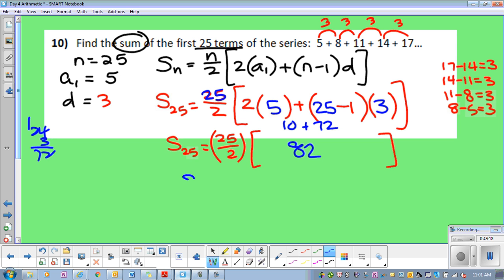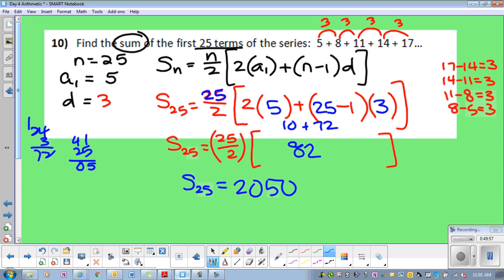And then, $25 divided by 2 is $12.50. I got 2050. Yeah, that sounds better. 25 over 2 in parentheses times 82 gives you what? 2050. Yeah, I think 2050. Did anyone else get that? 25 halves times 82? Don't make me do it by hand over here. Use your calculators. Help me out.